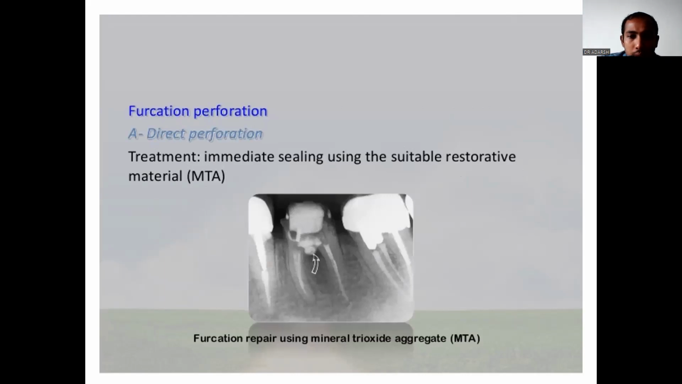Another type of perforation is furcal perforation, as we already discussed earlier. The furcal perforation is where we cut through the furcal area of the tooth, and immediate sealing using a suitable restorative material can be done because it is inside the pulp chamber. So limiting the restorative or reparative material is very easy when compared to a lateral root perforation.